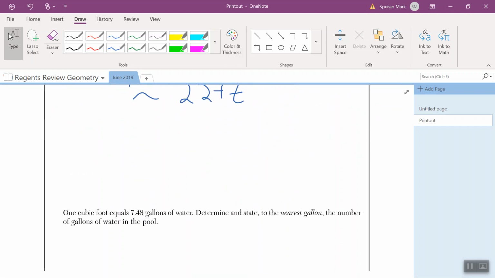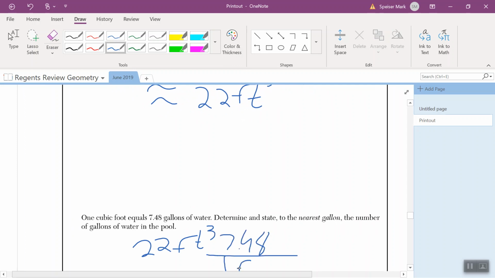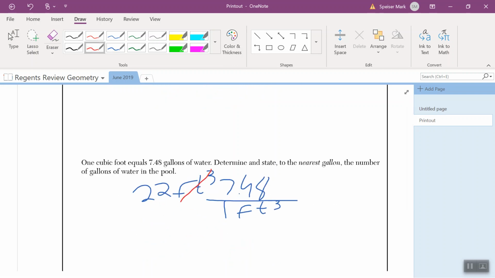Now the next part, 1 cubic foot equals 7.48 gallons. We're determining the number of gallons of water in the pool, to the nearest gallon. So they want us to convert the cubic feet into gallons. So you cancel the cubic feet, multiply 22 times 7.48, and you get 165 gallons.